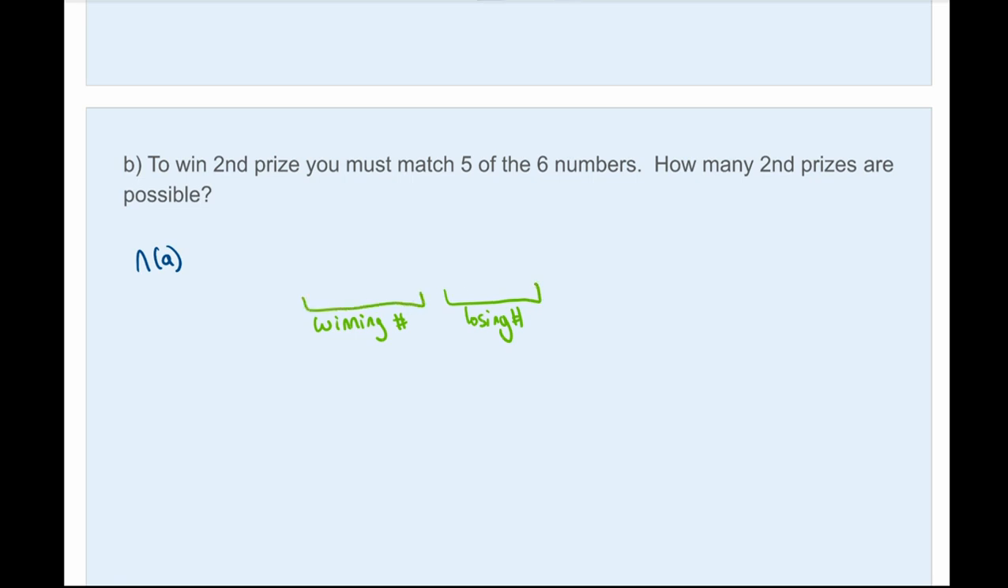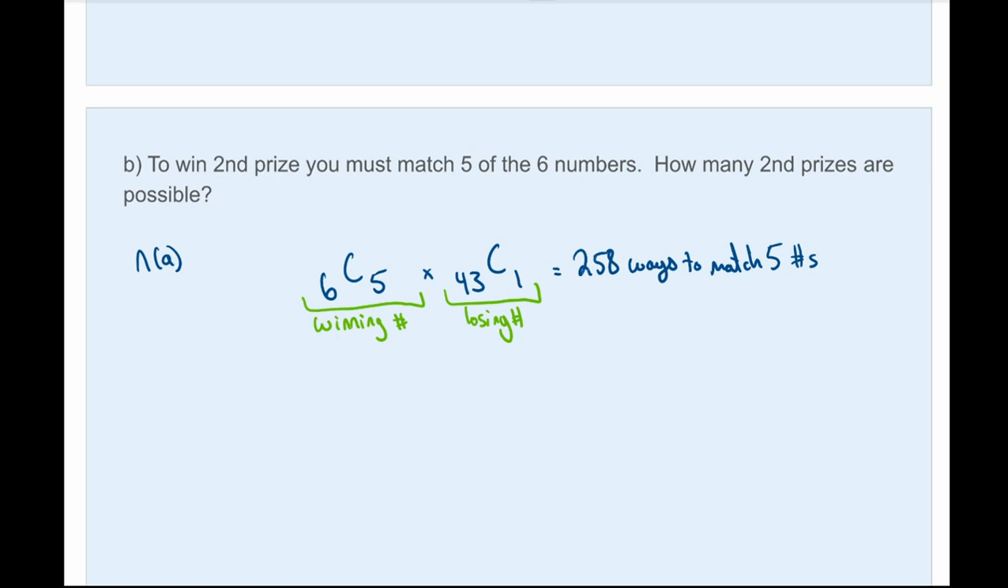So for our winning numbers, I have 6 of them, and second place says I have to have 5 of them, so 6 choose 5, and then multiplied by how many losing numbers do I have? Well, I have 43 of them, and I'm going to choose 1 to be that 6th number. So I have 258 ways to match 5 numbers.